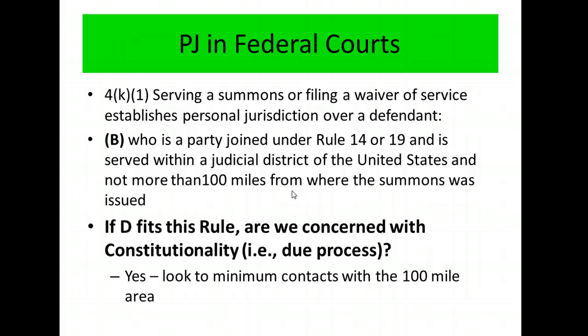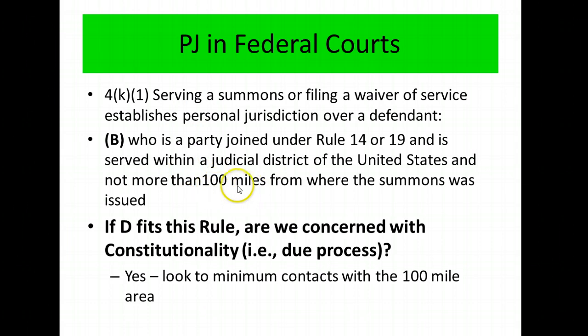I'm trying to sue you in Ohio, but I serve you while you're in Kentucky, or I serve you while you're in Indiana, 100 miles from the border of Ohio. Burnham says that's not good enough because it doesn't happen in Ohio. This says it's okay. However, I still have to find minimum contacts within that 100-mile area. So if you're a domiciliary of Ohio, I might as well just serve you in Ohio. This gives me nothing extra.